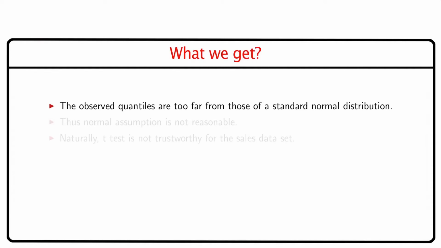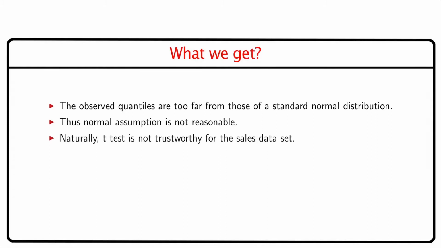We find that the observed quantiles are too far from those of a standard normal distribution, and hence the normal assumption is not reasonable. The t-test is not trustworthy for the sales dataset. We obtained a p-value of 0.54, which is not significant to reject the null hypothesis, but the p-value is not valid as the distributional assumption is not validated.